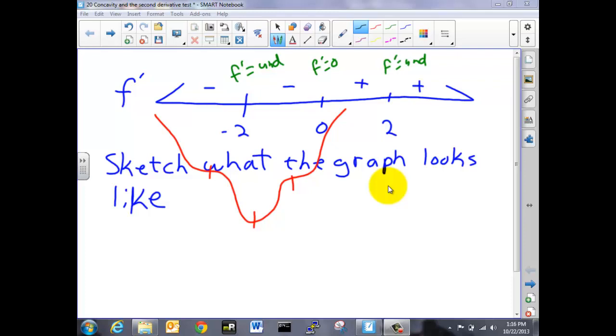Yes. Could there be a hole? Yeah. It could be discontinuous. The function could be discontinuous. So does that give you an idea of what it ought to look like then? Well, come on. Come share.